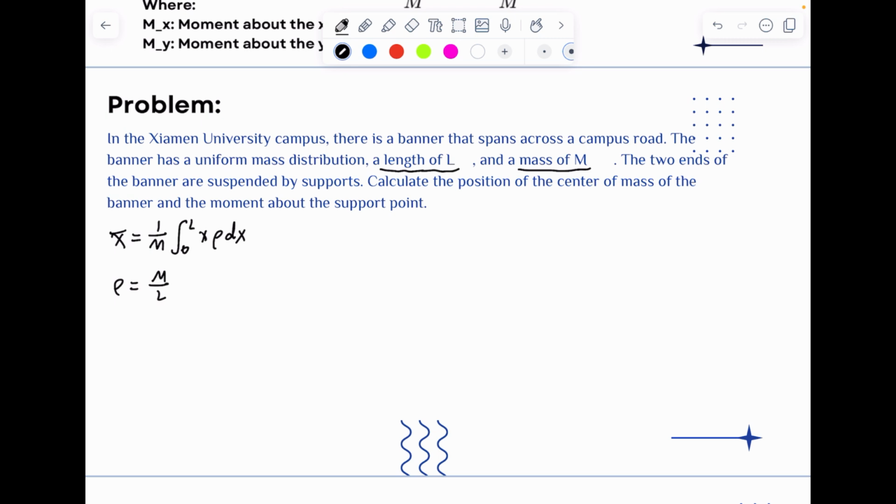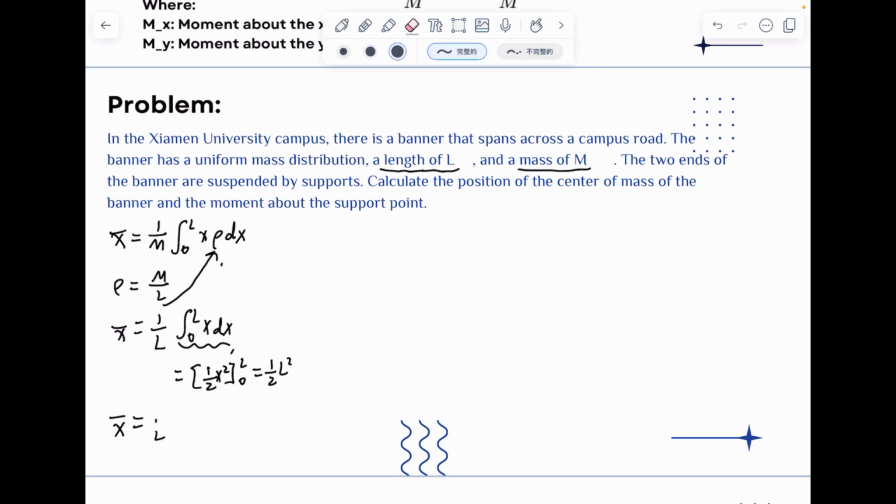And then we substitute this for rho. We can get x bar equals 1 over L times the integral from 0 to L of x dx equals... so we know that x bar equals 1 over L times L squared over 2. It equals L over 2.